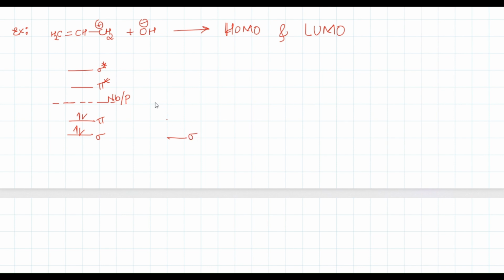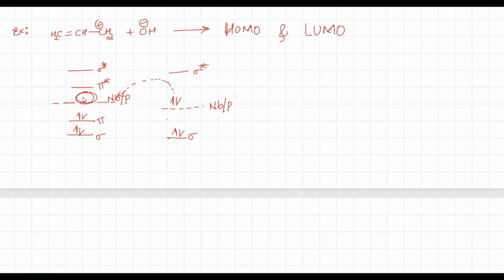Sigma, non-bonding electrons or p orbitals, and sigma star. So in sigma, two electrons are there, and in non-bonding, two electrons are there. The electrons are transferred from OH minus to CH2 plus, from the non-bonding orbital to the non-bonding orbital of the allylic carbocation, right?